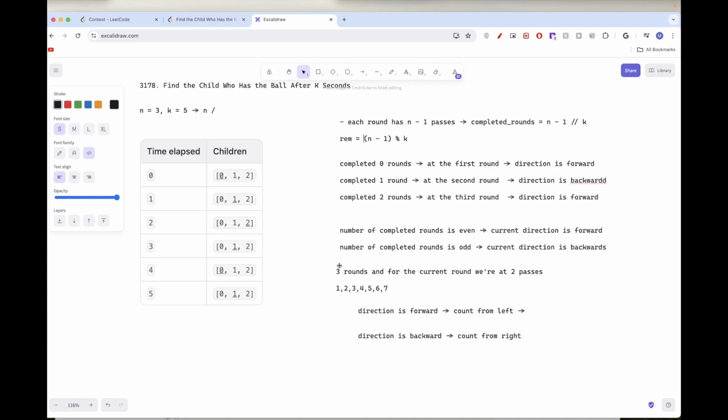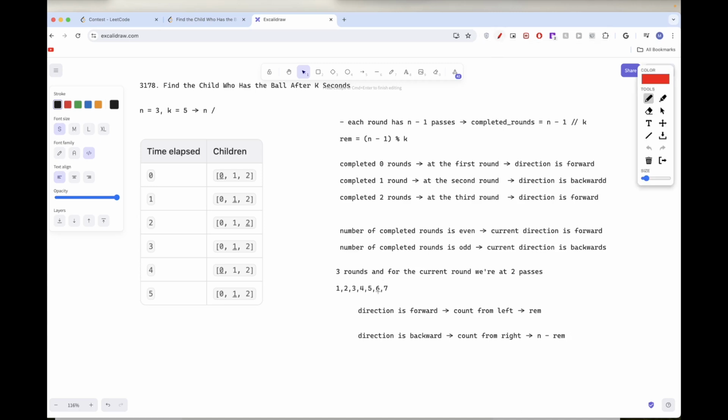Now, how can we know if we are going forward? We know the remainder basically means how many passes in the current round. So if we are going forward, we know that we should count from the left, and so it's just going to be the remainder value. Now, if we are going backwards, remember that means we are starting from the end. So to count that is going to be the length of the array, or the number of children, minus the remainder, because we are going from right to left, right?